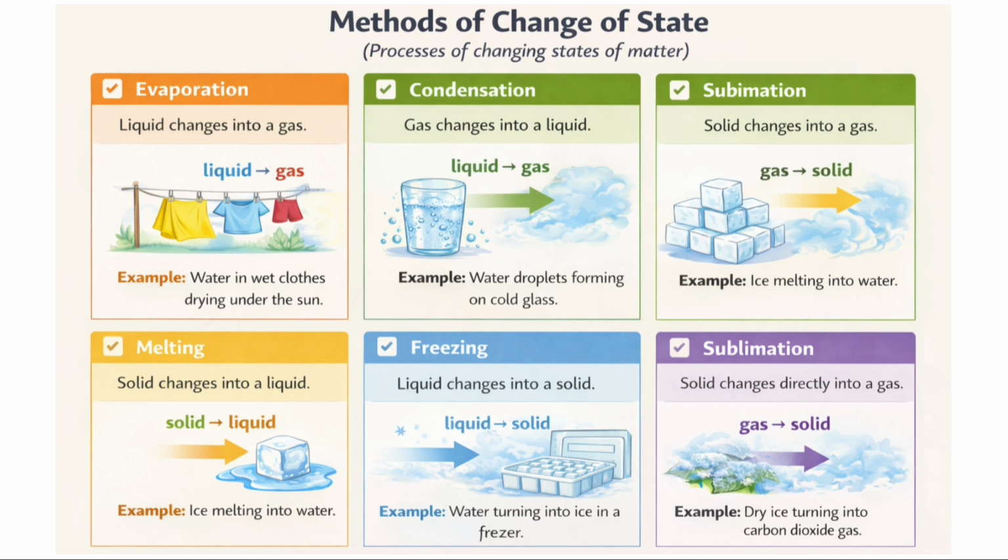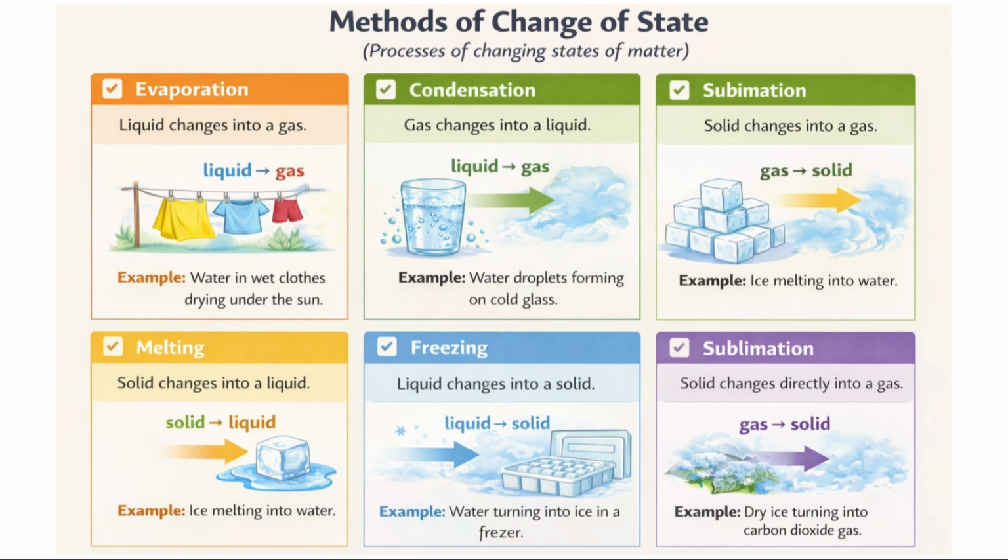It is when a liquid changes into a gas, shown by water in wet clothes drying under the sun. This happens because heat provides energy for the water molecules to escape from the liquid into the air. Second is the condensation. It is the opposite process, where gas changes into a liquid, illustrated by water droplets forming on a cold glass. Third is melting.